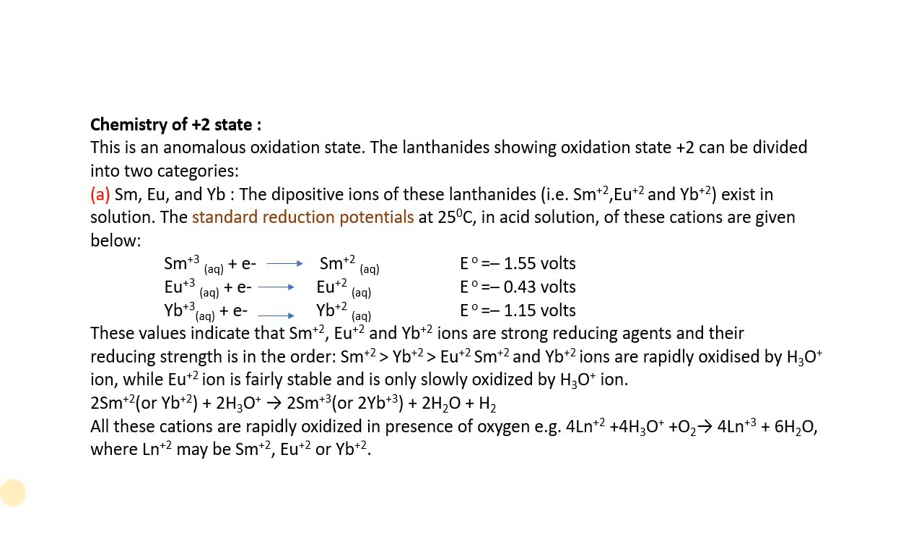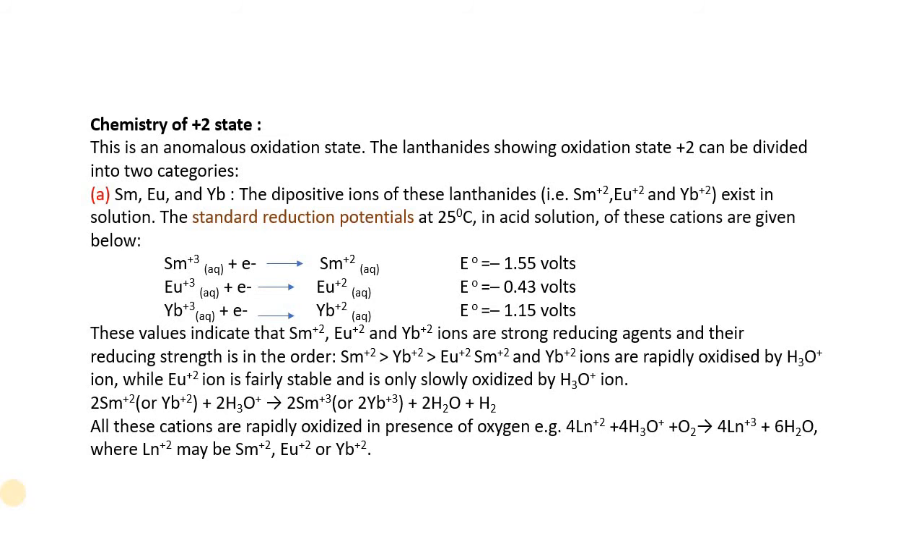The standard reduction potential values. What are the reduction potential values? The tendency to get oxidized or reduced can be expressed in standard reduction potential values. If a species has a negative standard reduction potential value, it is a strong reducing agent and self-oxidizes. If you think about the electrochemical series, the elements present at the top of the electrochemical series are powerful reducing agents.